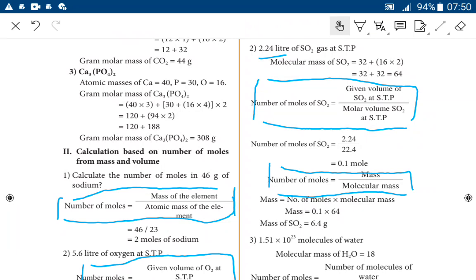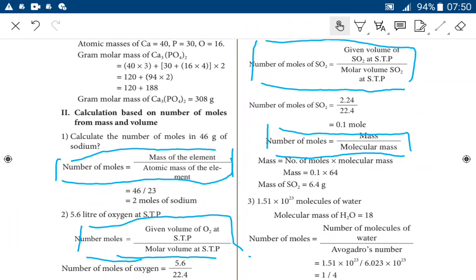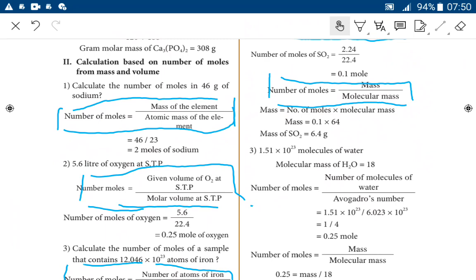Then how to calculate the mass of 1.1 into 10 power 23 molecules of water? Now molecules are given. So you have to find out the formula whenever molecules or atoms are given. In the previous column, the number of atoms was given. Now the number of molecules is given. Whether it may be molecules or atoms, we take the number of molecules or atoms in the numerator, and the denominator is going to be the Avogadro number. So the number of moles you first have to calculate using this formula.